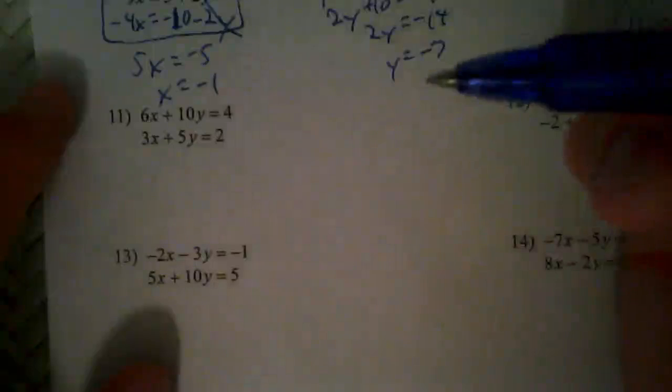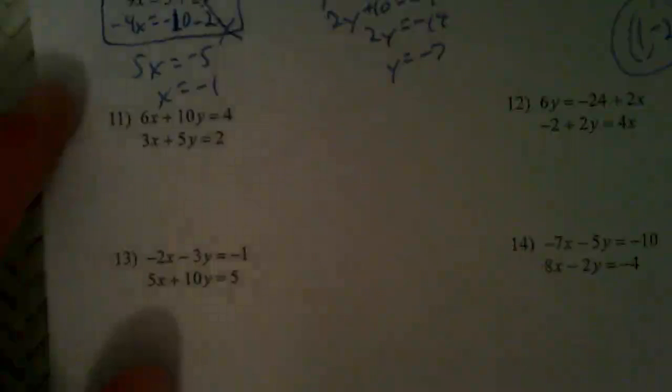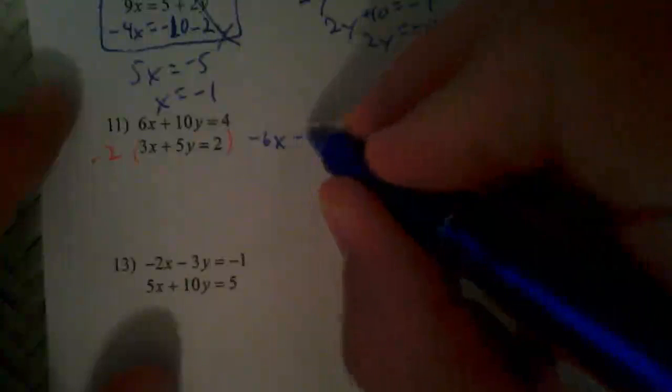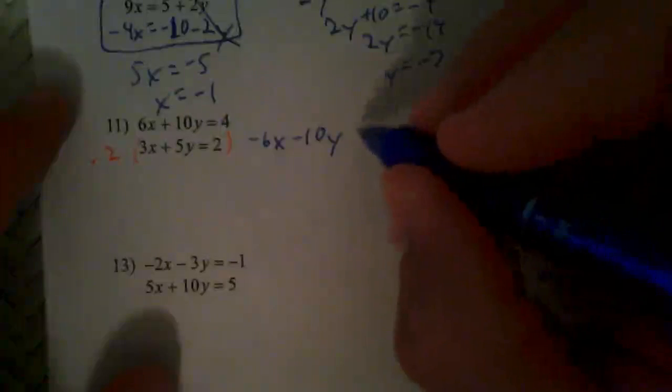Alright. Number 11. Again, we don't have anything that's exact opposites, so we're going to multiply the bottom one by 2. When we do that, the bottom equation becomes 6x. Oh, that's not going to be opposite, so let's do a -2 instead. -6x minus 10y equals -4. On top, 6x plus 10y equals 4.